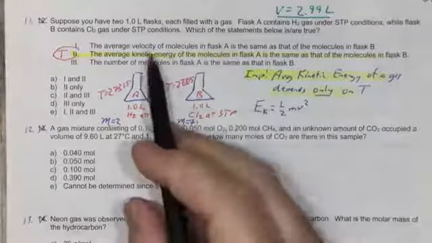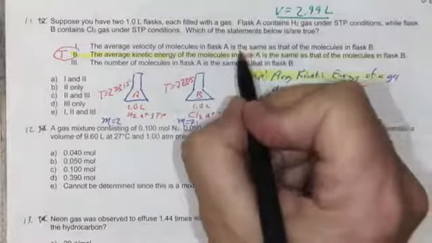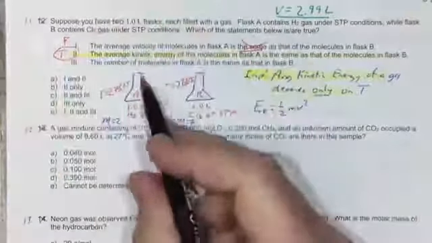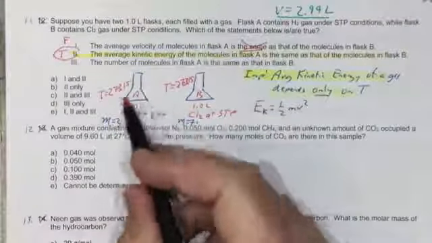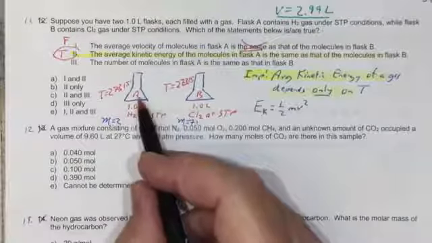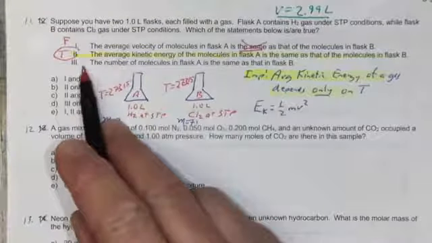And so the average velocity of molecules in flask A is the same? No, that's a false statement. This is false. The molecules here are moving faster. The hydrogen molecules are moving faster. They have the same kinetic energy, but kinetic energy and velocity are not the same. So 1 is false.